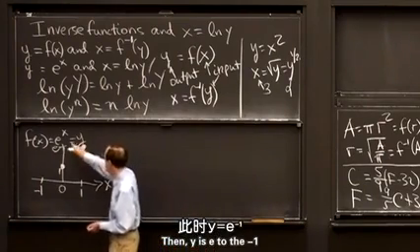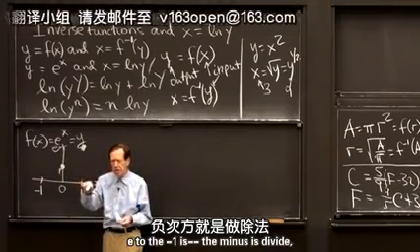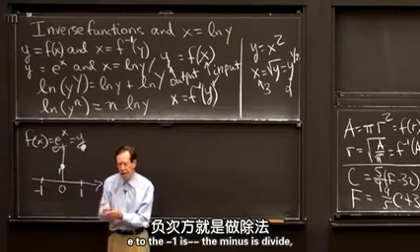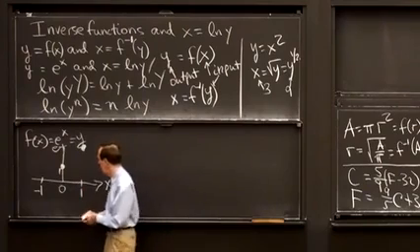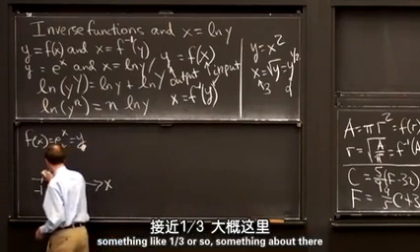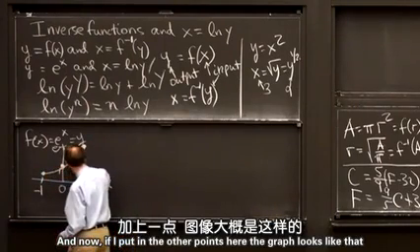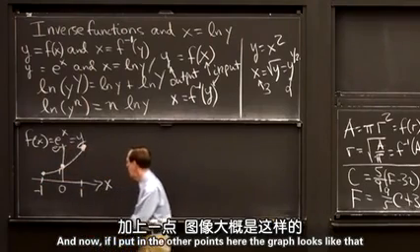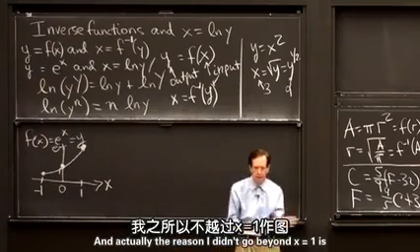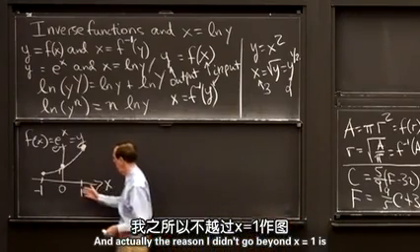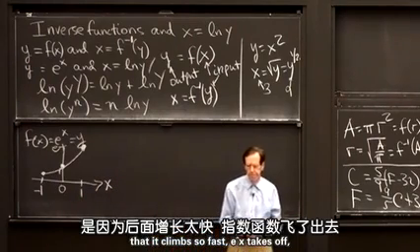Then y is e to the minus 1. E to the minus 1 is, that minus says divide. It's 1 over e to the first power, 1 over 2.78, something like a third or so, something about there. And now, if I put in the other points here, the graph looks like that. And actually, the reason I didn't go beyond x equal 1 is that it climbs so fast.